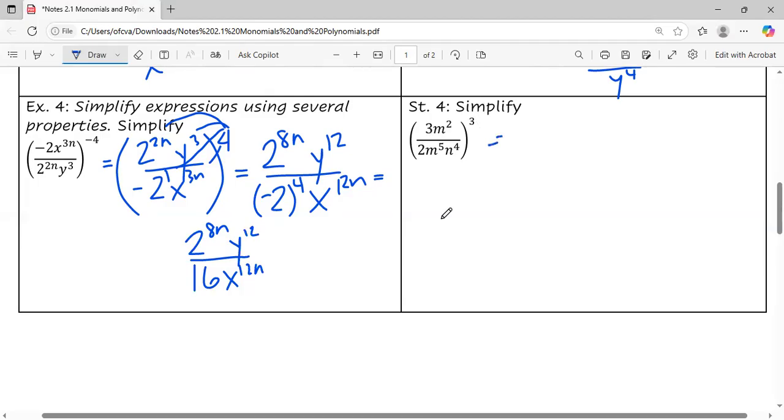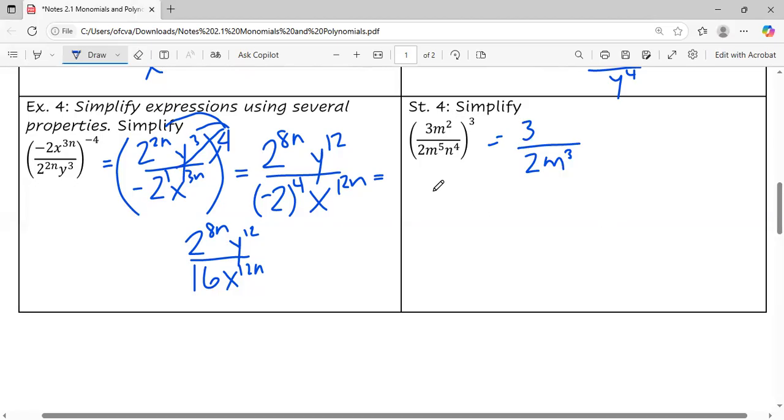So I'm going to keep the 3 and I'm going to keep the 2. Now, m to the second and m to the fifth, because you're dividing, remember, it's subtraction, but you're going to keep the leftover where the biggest power was. And the biggest power for m is on the denominator. So you can say 5 minus 2 is 3, but that 3 power is going to go on the bottom, right? Then because of that, this m2 is no longer here. That's just an m3 on the bottom. Then on the top is just 3.